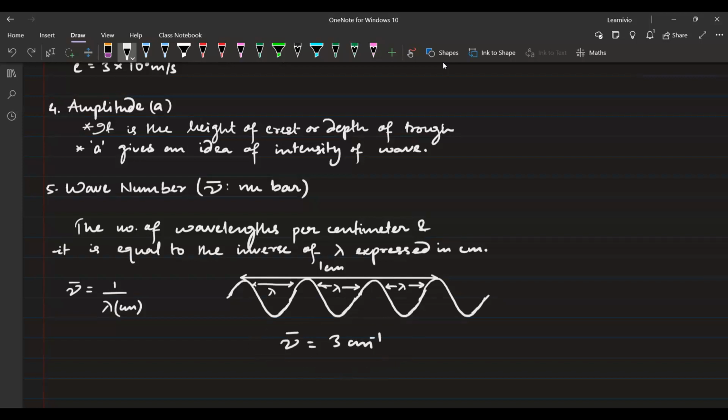This is the conceptual part. Otherwise, what you will basically have to do: suppose what will be the value of lambda here? This is 1 centimeter. In 1 centimeter we have 3 lambdas. So the length of each lambda will be 1 upon 3 centimeter. This is lambda. And what will nu bar be? According to the formula, the inverse of lambda will be 3 centimeter inverse. So the conceptual part is, in 1 centimeter how many wavelengths are there, and basically you are going to use this formula only. This conceptual part is just for understanding.